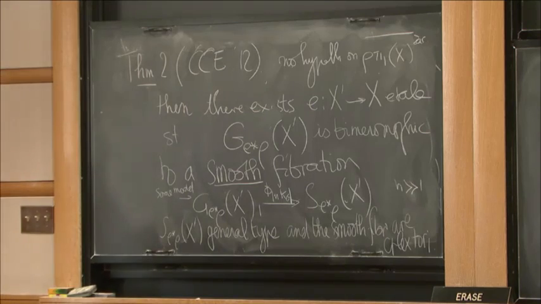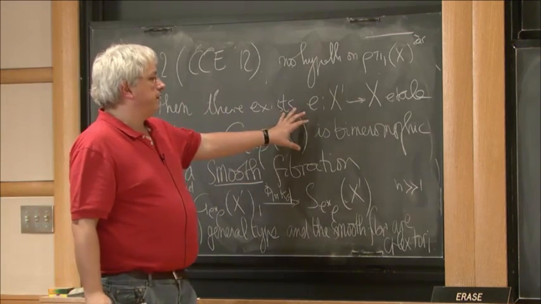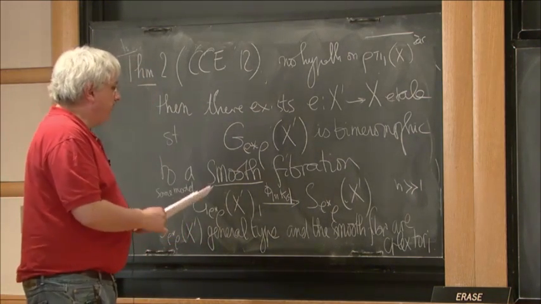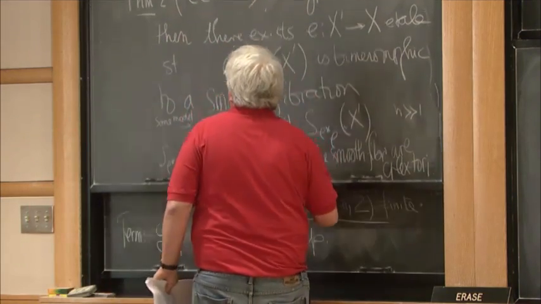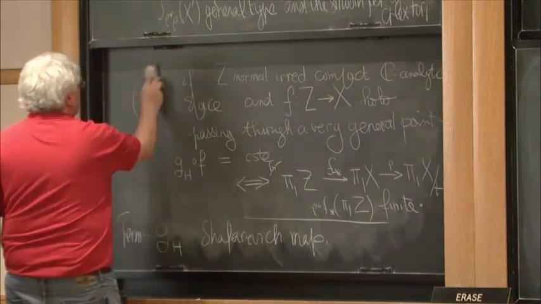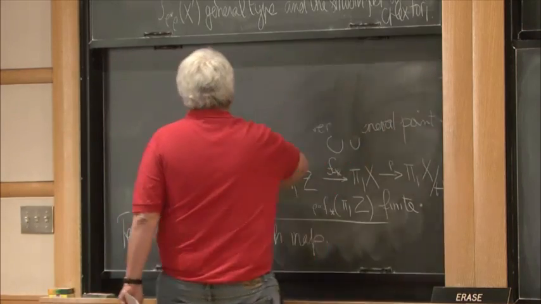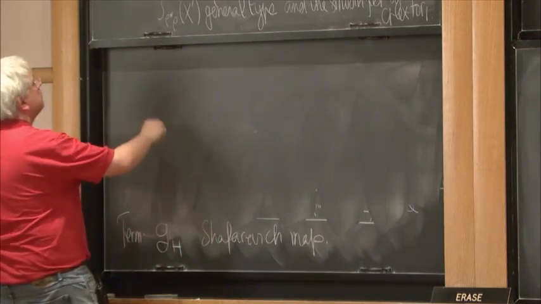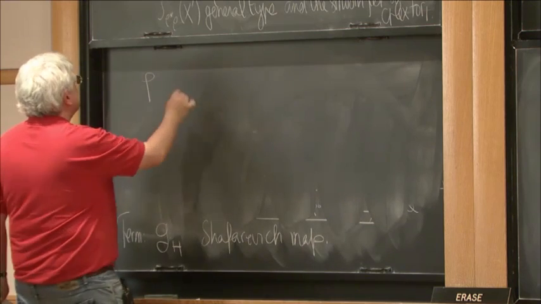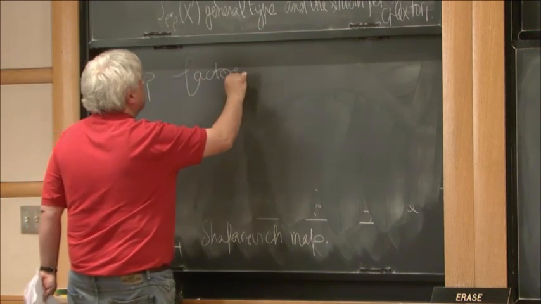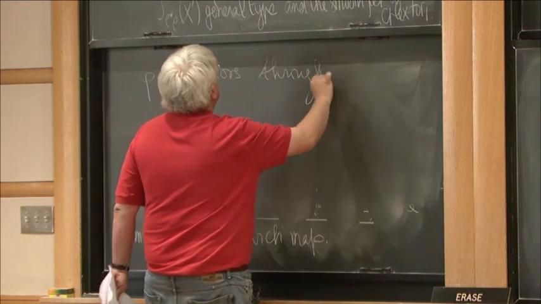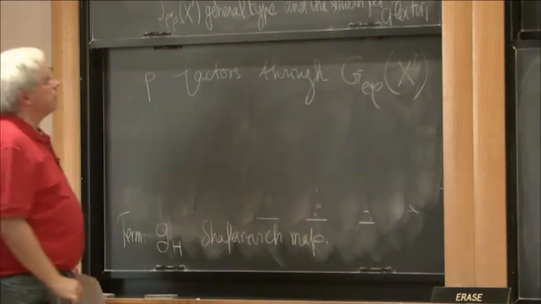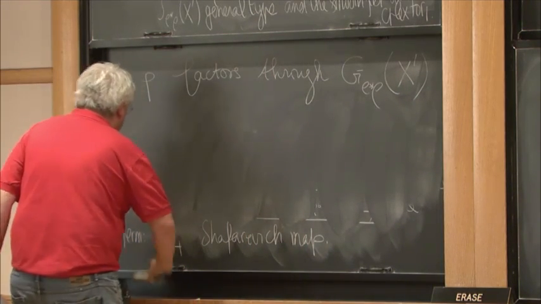So this Shafarevich variety has this property, and also I forgot an important addendum, and the original representation rho factors through this Shafarevich variety, which means that the representation factors through the fundamental group.